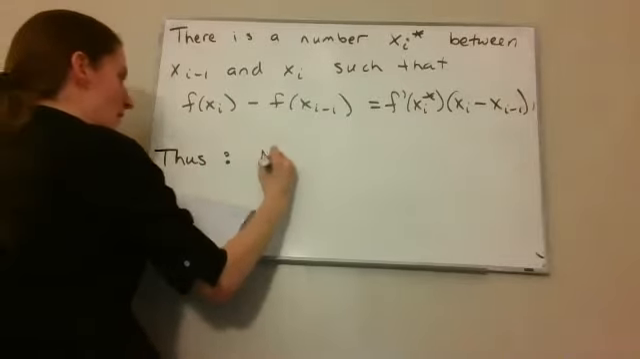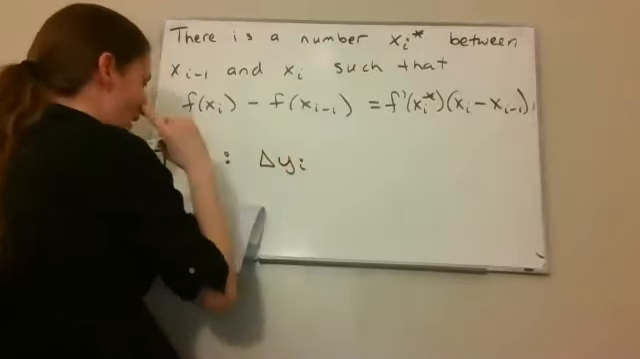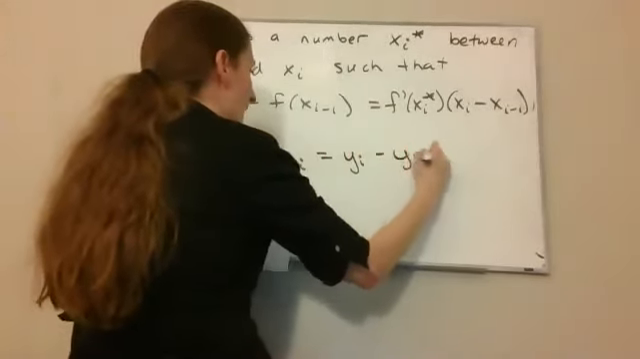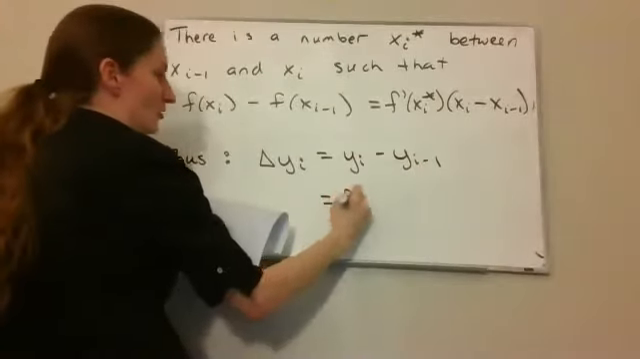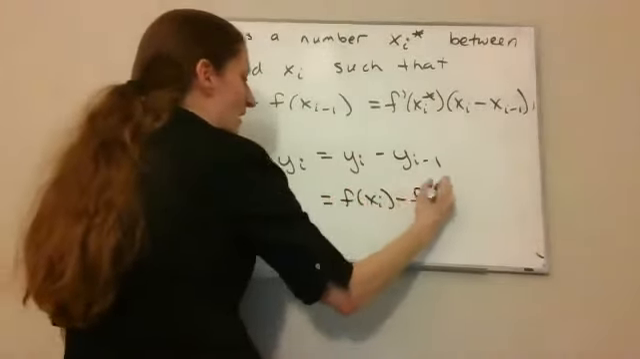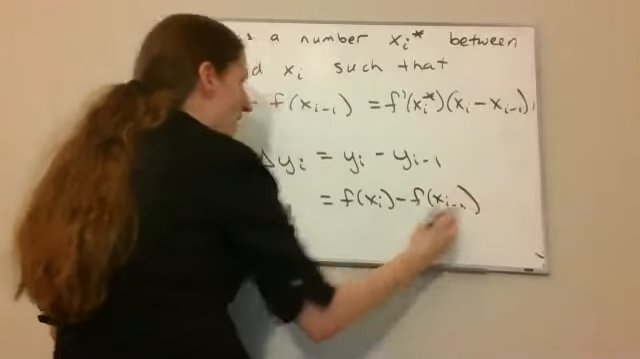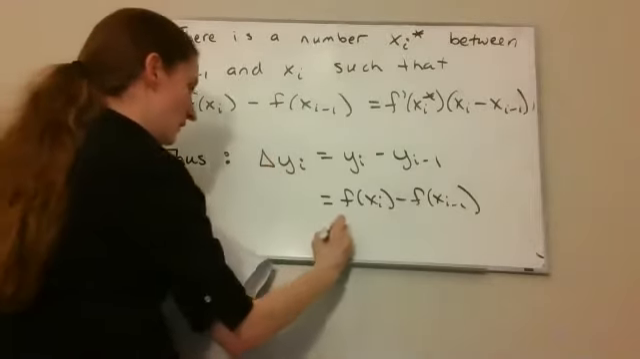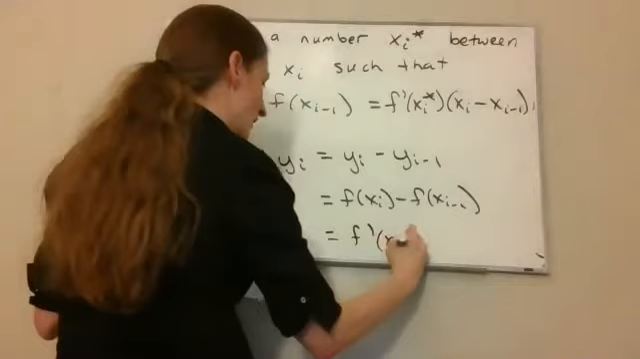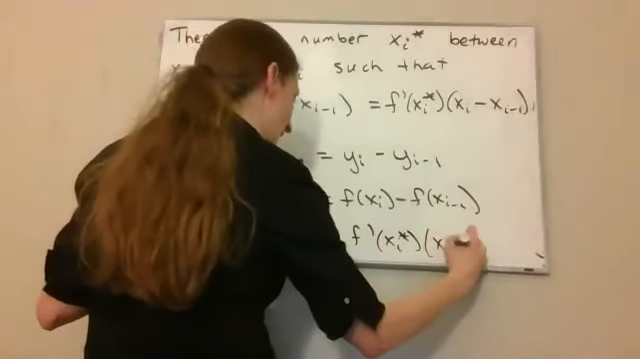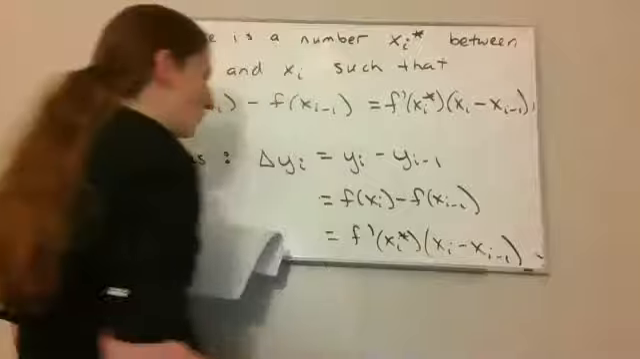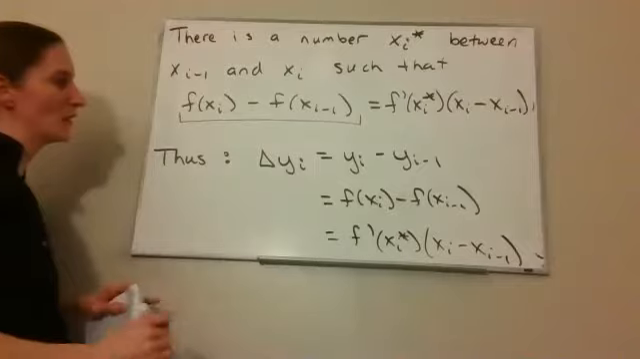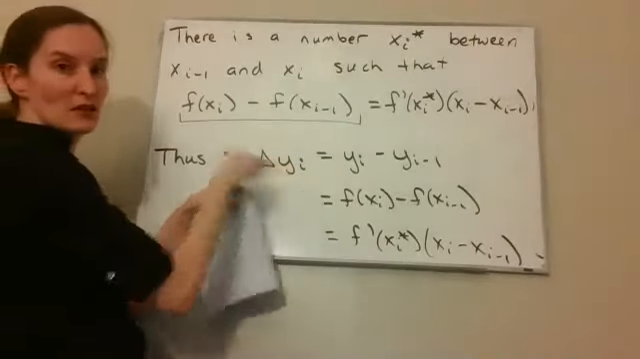Using this theorem, my delta y i, which is equal to my y i minus y i minus 1, which is equal to f of x i minus f of x i minus 1, is going to be equal to f prime of x i star times x i minus x i minus 1, using that mean value theorem. Just notice that this left side of the mean value theorem is equal to my delta y i.